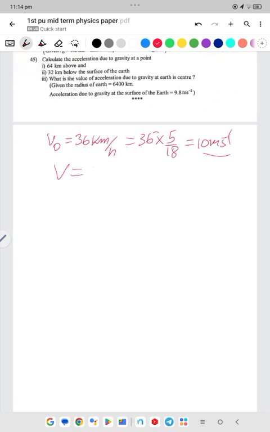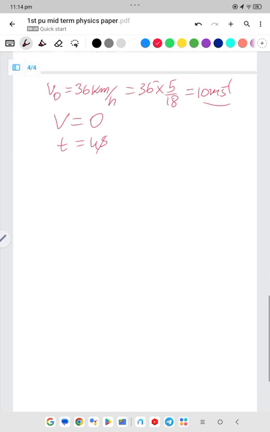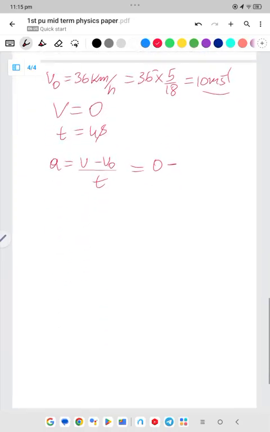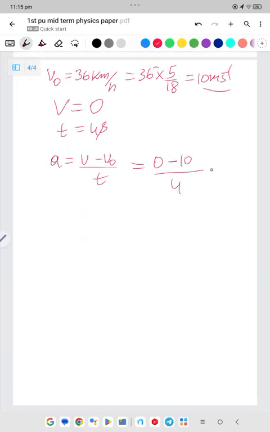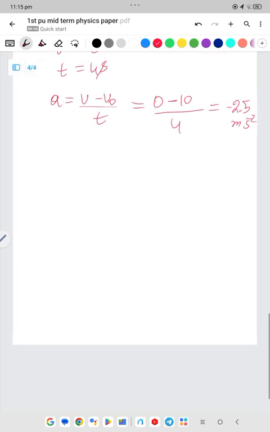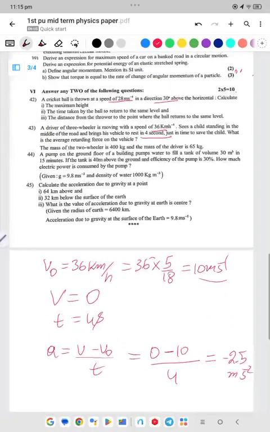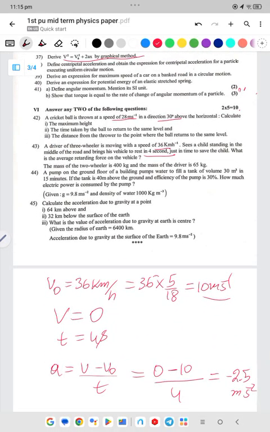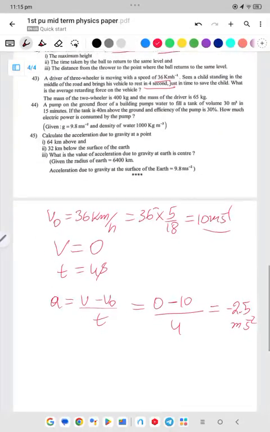And V, that is final velocity, is 0 because it is stopping, and time is given t is equal to 4 second. Now we need to find the retardation, that is a is equal to (V minus V naught) by t. We know from the kinematic equation that final velocity is 0 minus initial velocity is 10 meter per second, divided by time 4. That is equal to minus 2.5 meter per second square. Okay. Now, what you need to find out is, to say what is the average retarding force, you need to find out the force. Okay.